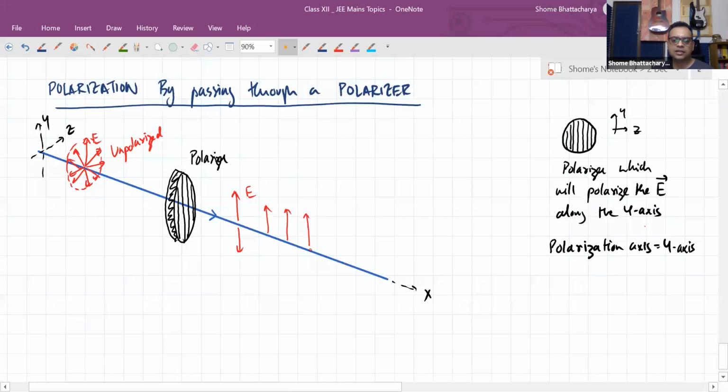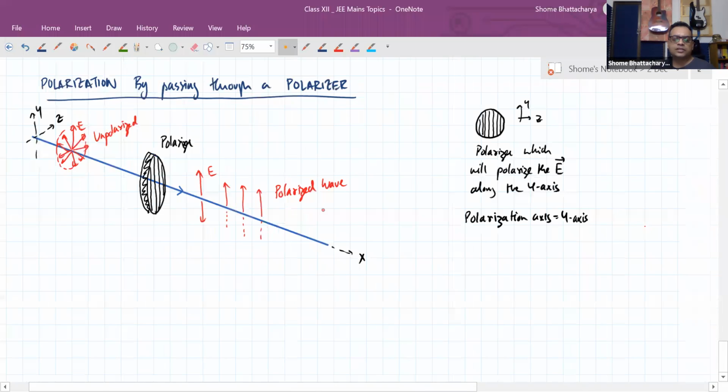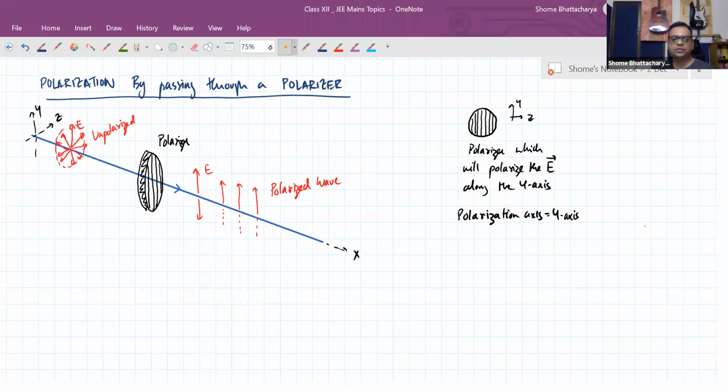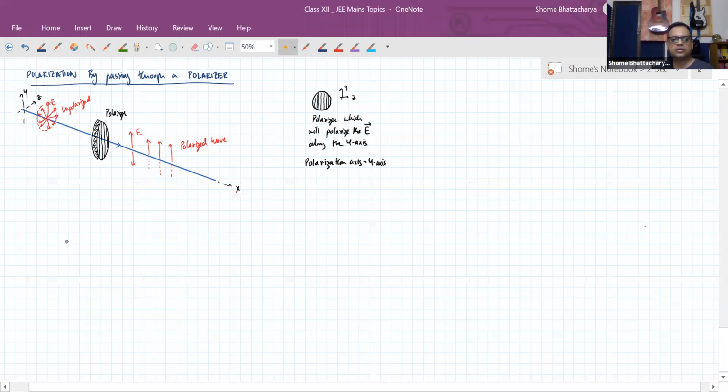Obviously there will be an accompanying magnetic field which will be perpendicular, somewhere along the z-axis. But remember, for representation, we pay attention only to the electric field. So on this side of it, we get a polarized wave. The mechanical equivalent of this, you can think of like this. That's also very interesting to consider actually. Example of polarization in the mechanical domain.